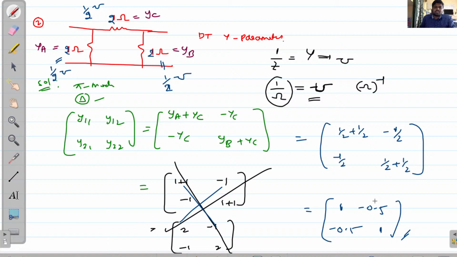This is about, for example, I will take one more problem. Then, okay, I will take one T network, right? Third, this is 2 ohms, 2 ohms, and 2 ohms. Okay. So find Y parameters.